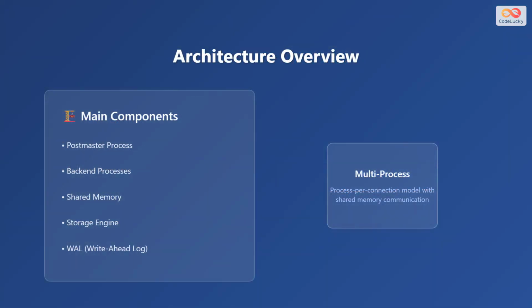The PostgreSQL architecture consists of several key components that work together to provide database services. The main components include the Postmaster Process, which handles client connections, Backend Processes, which execute queries and manage transactions, shared memory, which is used for caching and communication between processes, the storage engine, which manages the physical storage of data, and write-ahead log, or WAL, which ensures data durability. PostgreSQL uses a multi-process architecture, with one process per connection and shared memory for communication.